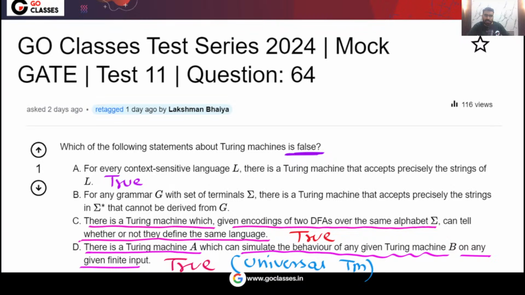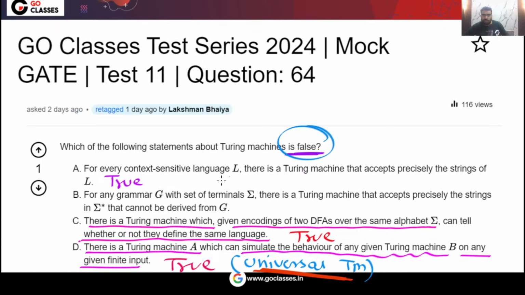Yes, that is correct. So this is called a universal Turing machine. This is a Turing machine which can simulate another Turing machine on any given input. So this is correct. This statement is also true.